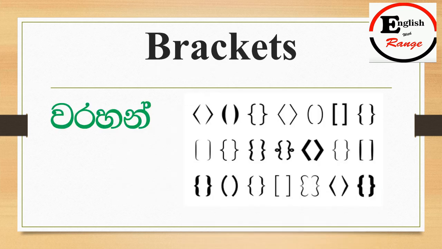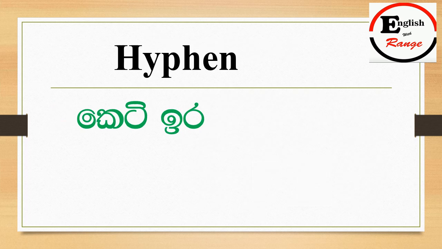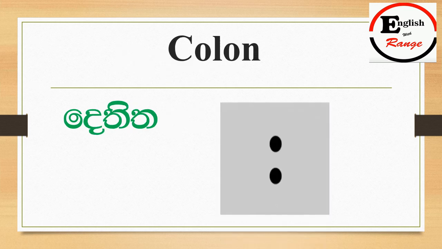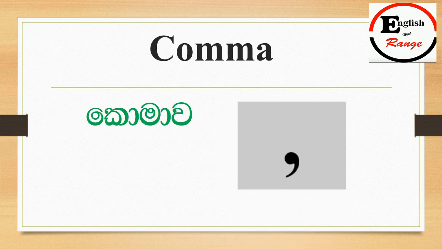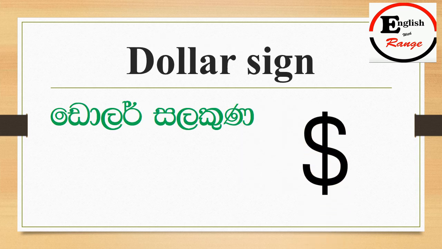11th one is brackets. 12th one is hyphen. 13th one is colon. 14th one is comma. 15th one is dollar sign.